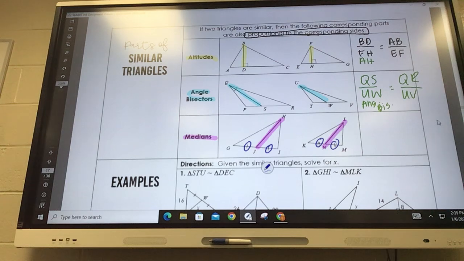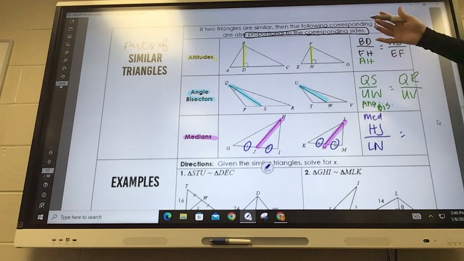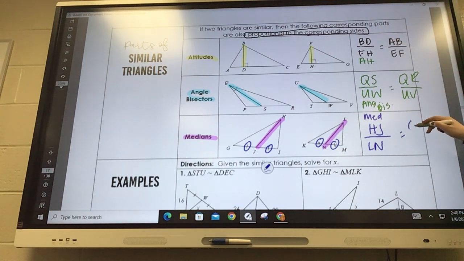So I'm going to use that median again for my first fraction. My median is HJ and LN. When I go to match that, pick whatever side you want. Let's do the bottom this time, since we did one of each side. So I'm going to do GI. What does that match on the smaller triangle? KM. As long as it's corresponding pieces, you're good to go.